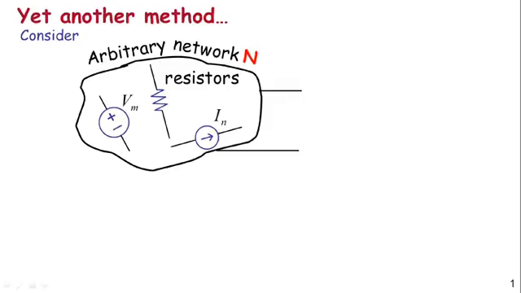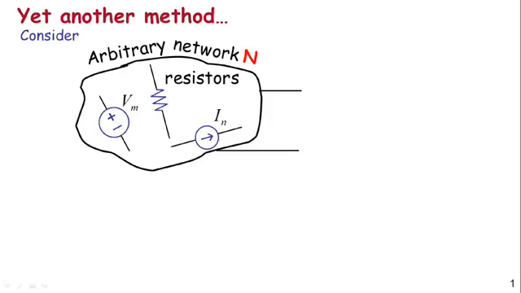In this segment, we will develop a second method that will work for linear circuits. This method is called the Thevenin method, and it's a complementary method, the Norton method. So in order to develop this method for linear circuits, suppose you have some arbitrary network N.